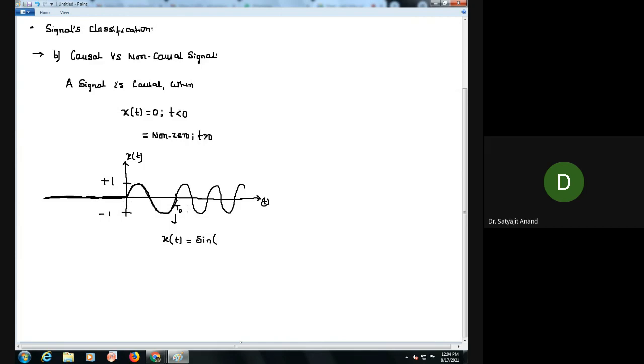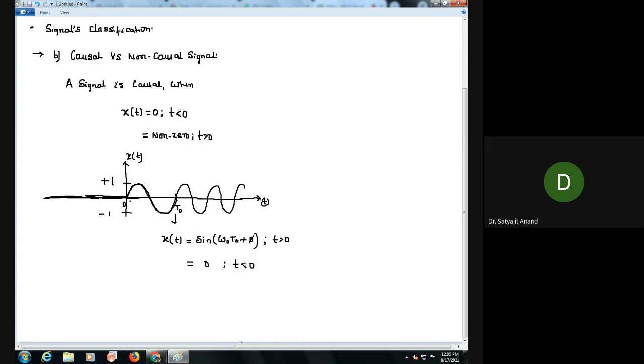So mathematically, I'm going to tell you how we write that. This is sine omega naught t, and also consider some phase. So x(t) equals sine of omega naught t plus phi when time t is positive. When time t is greater than 0, we see this sine of omega naught t plus phi. But when time t is less than 0, we don't see any sinusoidal waveform. Instead, we get 0.